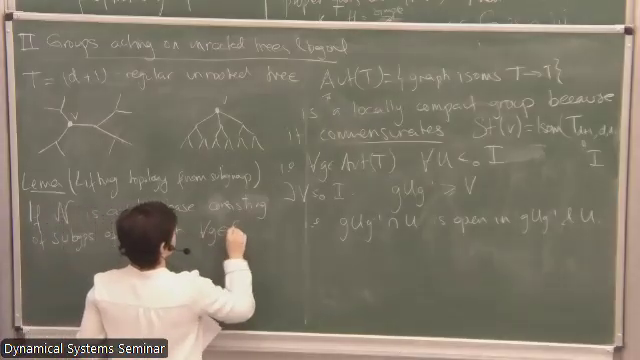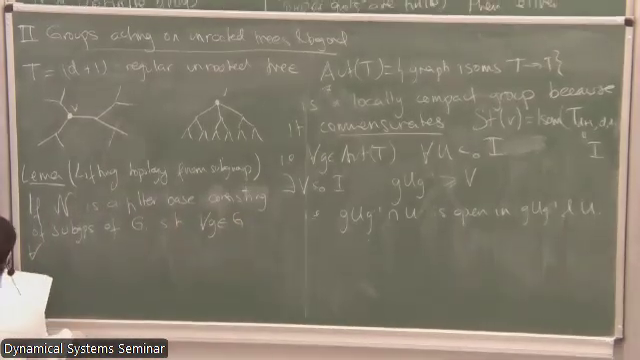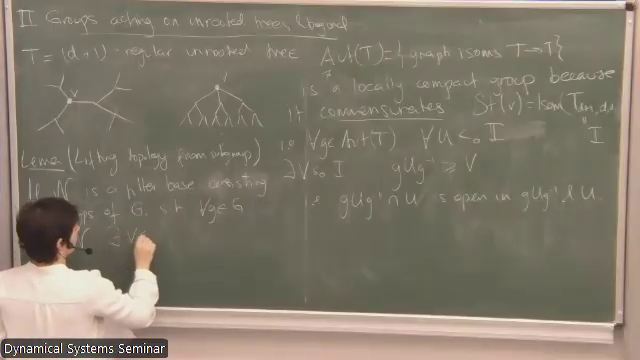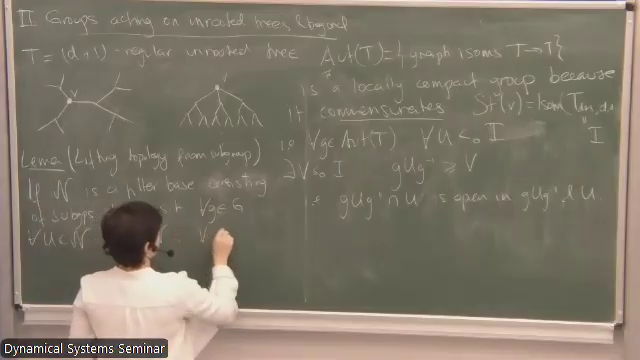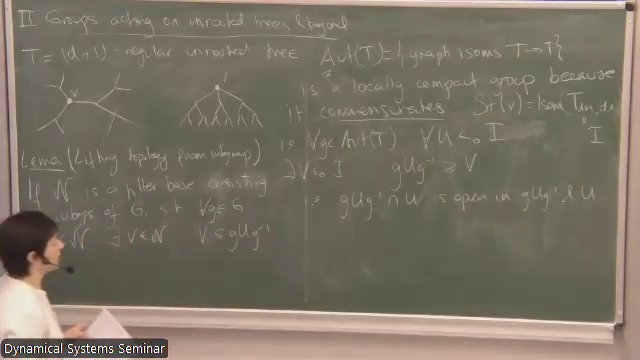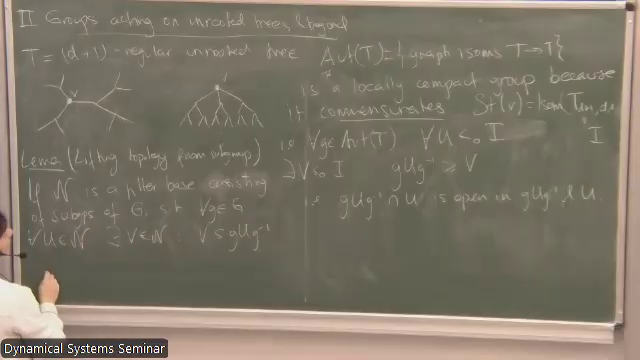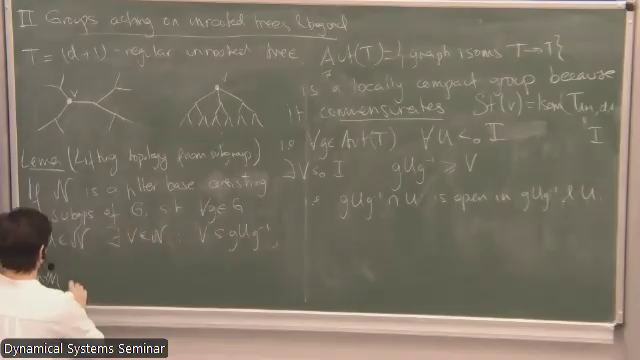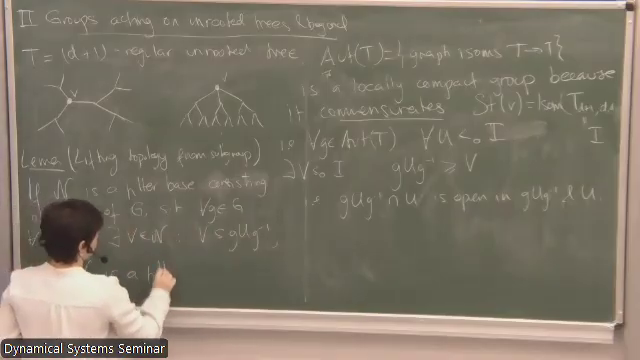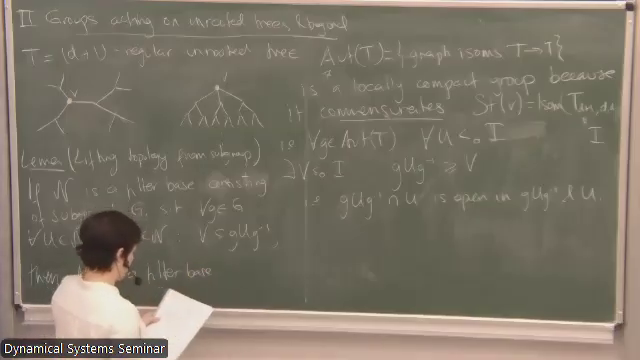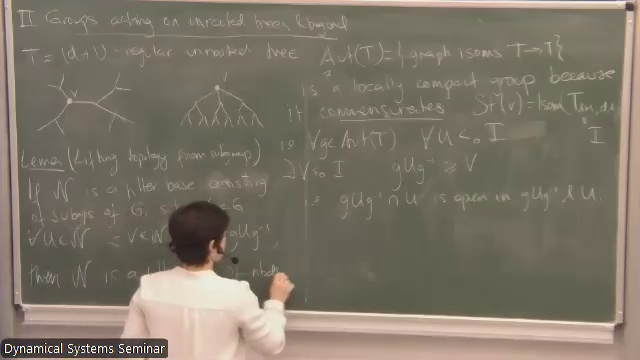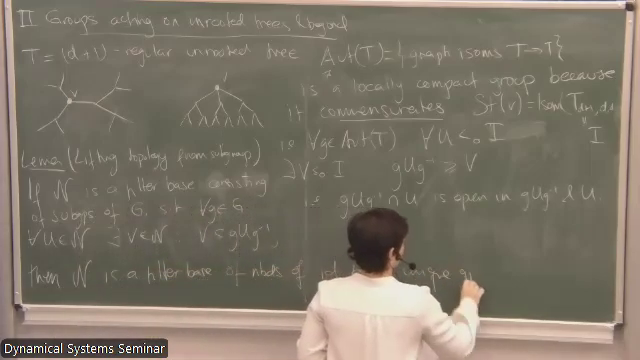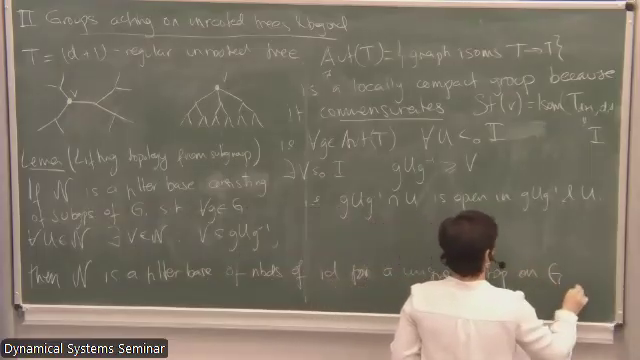Such that for every G in G and for every U in my filter base, there exists some V in my filter base which is contained in the conjugate of U. Then if blah, blah, blah, then N is a filter base of neighborhoods of the identity for a unique group topology on G.